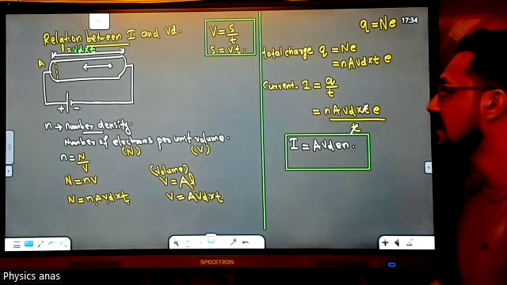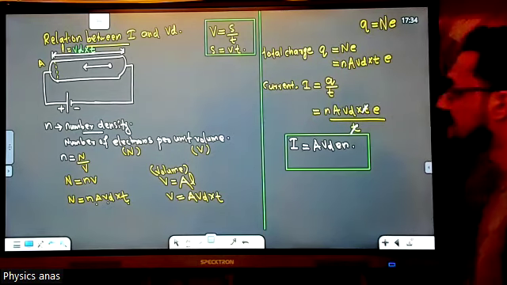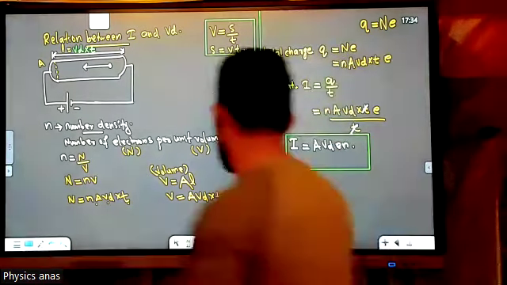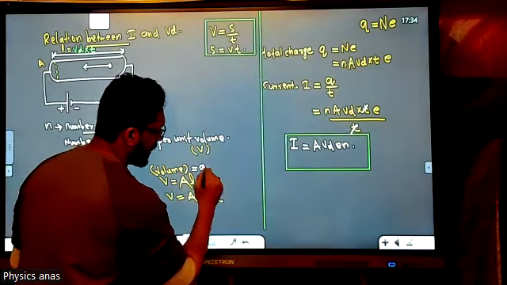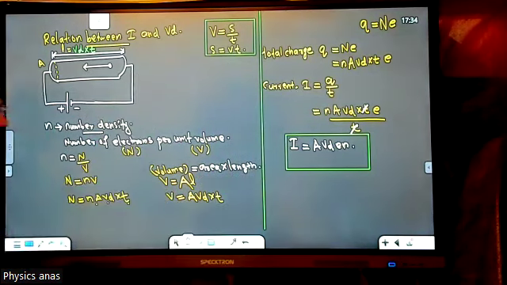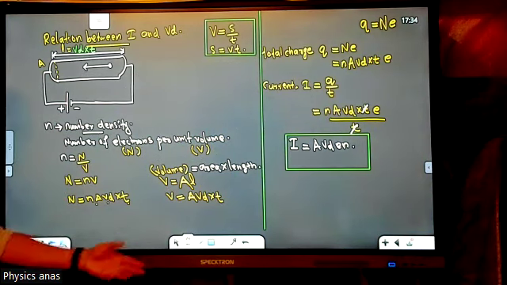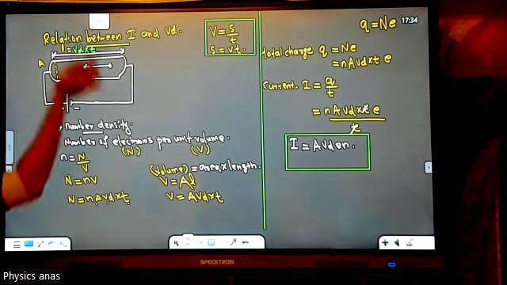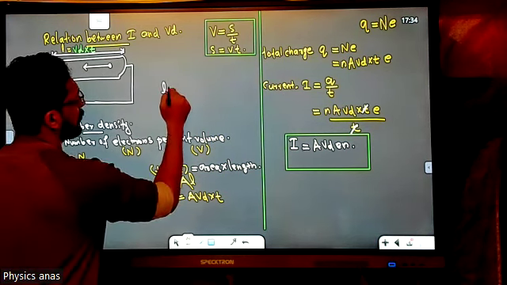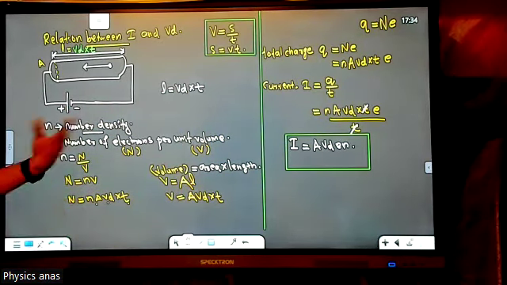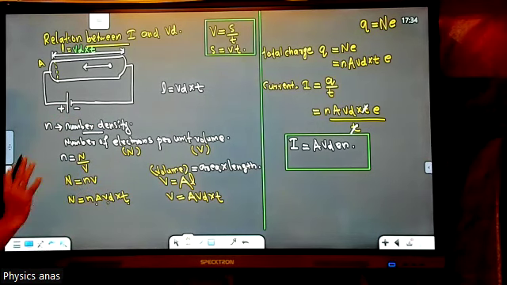What is this V? V is volume. What is volume? Area into length. Volume is equal to area into length. What is the area? That's A. A into L. Then you can also write it as A into Vd into t, because L is equal to Vd into t. So V is equal to A Vd t. You can substitute the value of V here: N = n A Vd t.